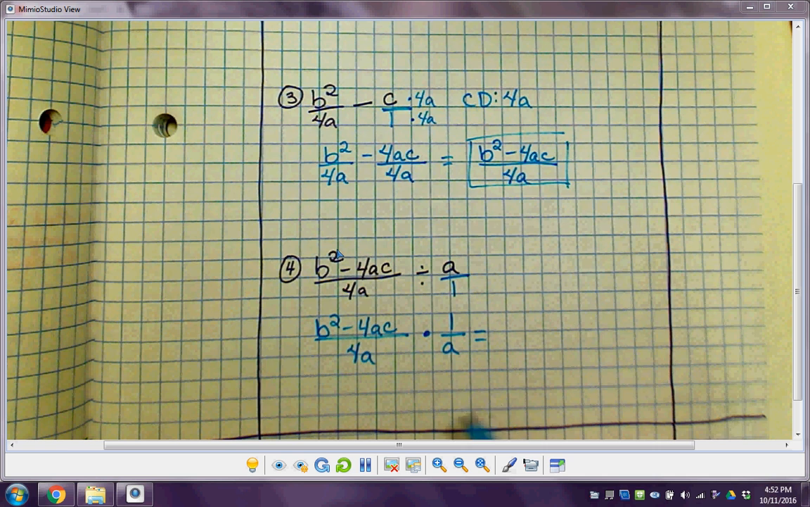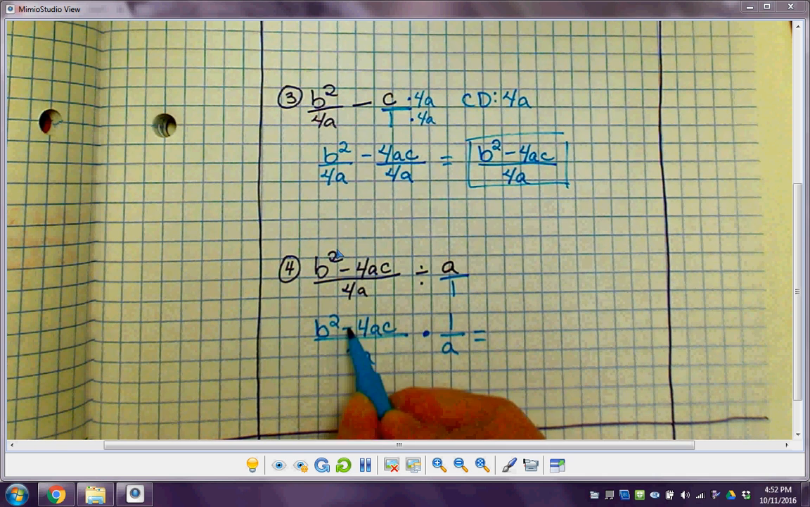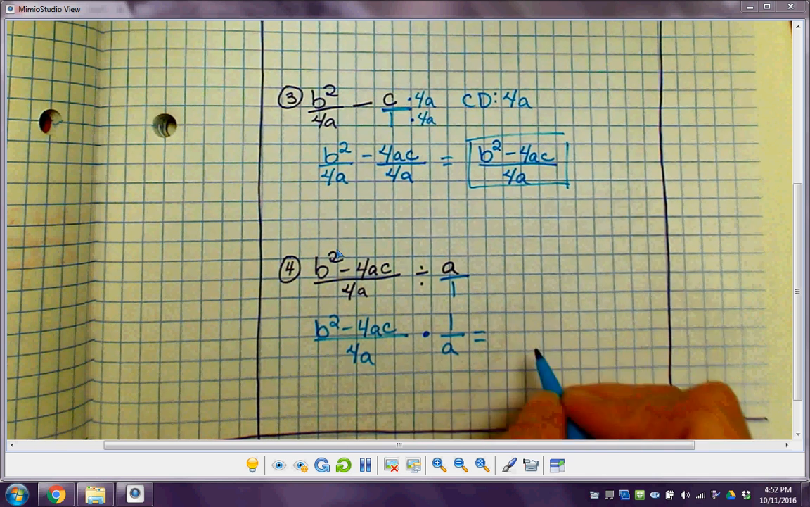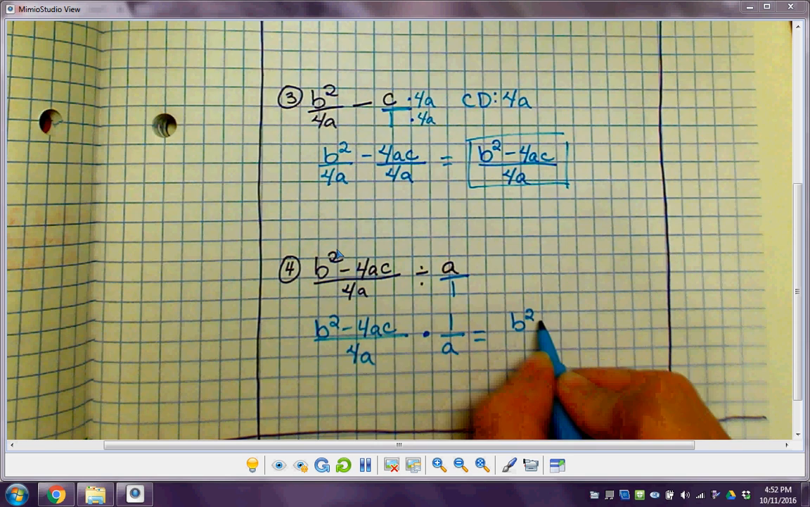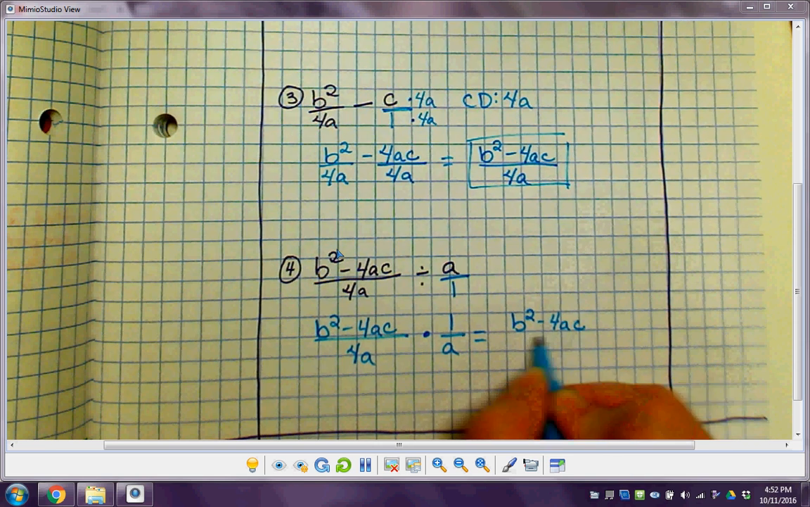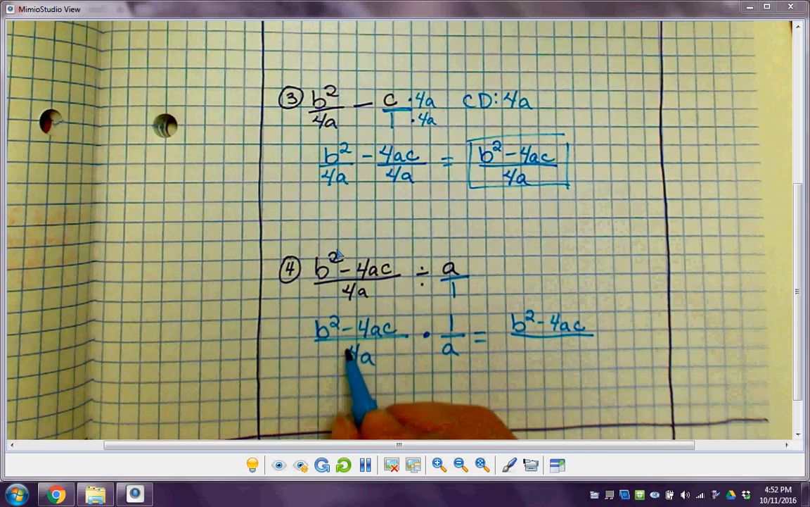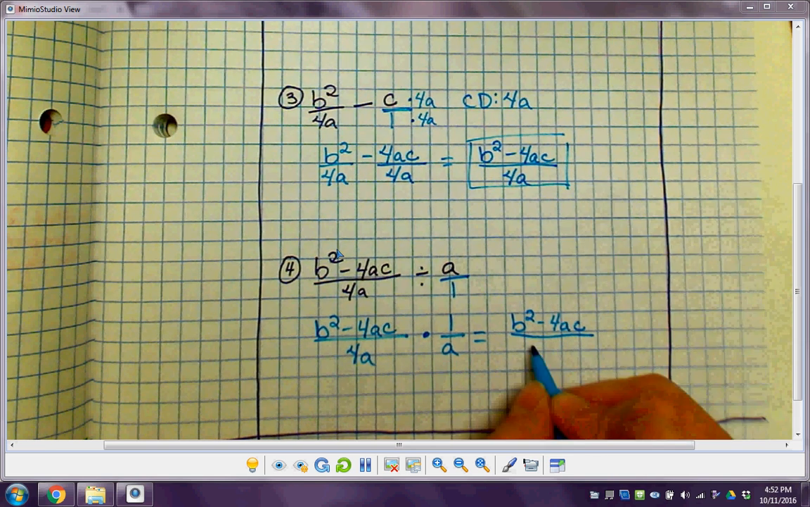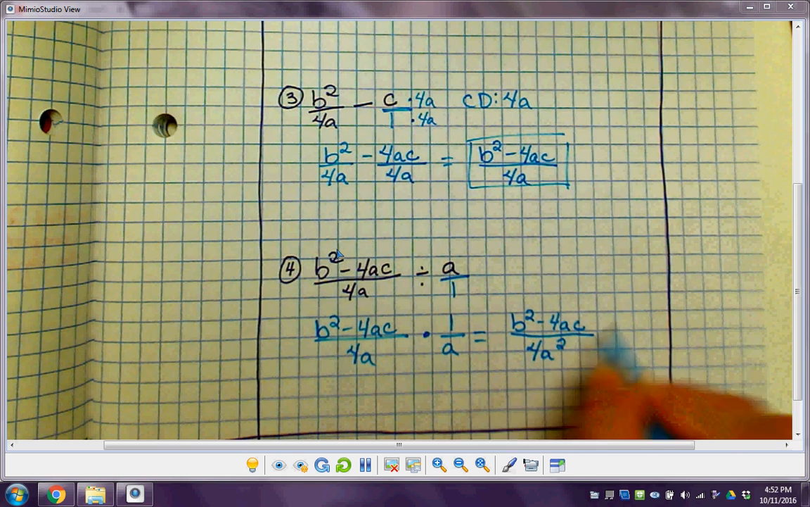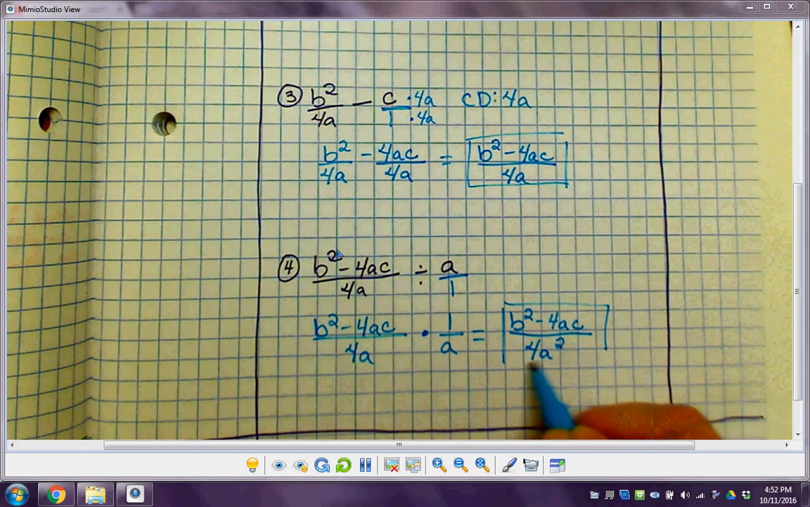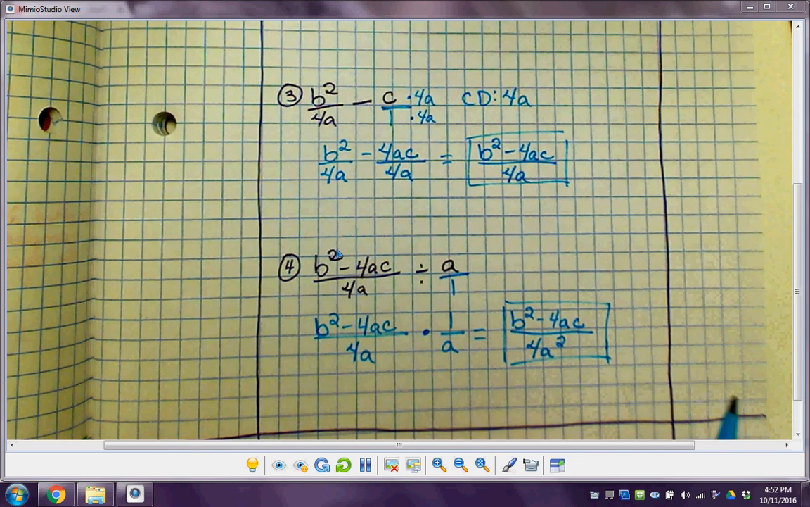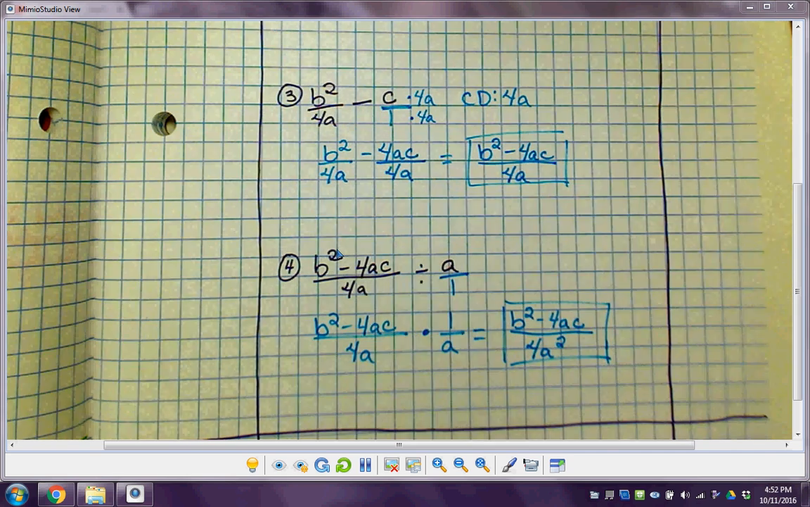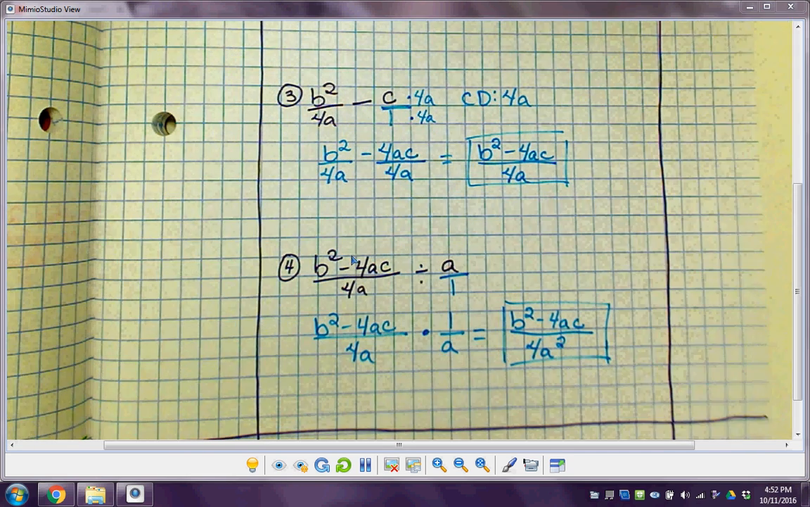And now I multiply across. b squared minus 4ac times 1 is simply b squared minus 4ac. 4a times a is 4a squared. Final answer. Make sure you study all 3 examples. Make sure you really understand what we did, because we're going to need this tomorrow.